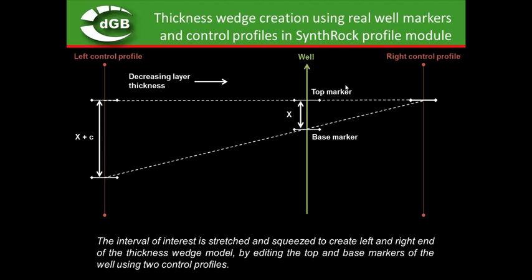So essentially, the interval of interest is stretched and squeezed to create the left and right end of the thickness wedge model by editing the top and base markers of the interval of interest using two control profiles, the left control profile and the right control profile.